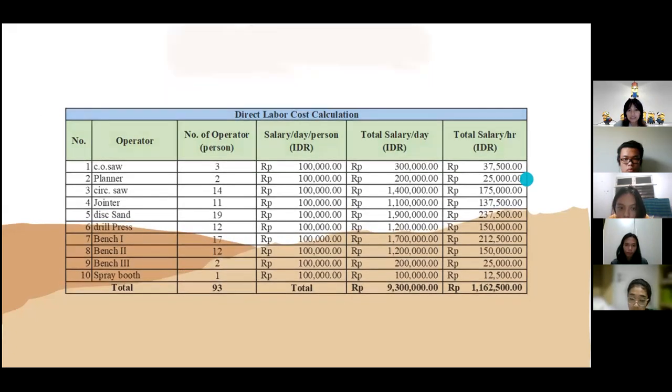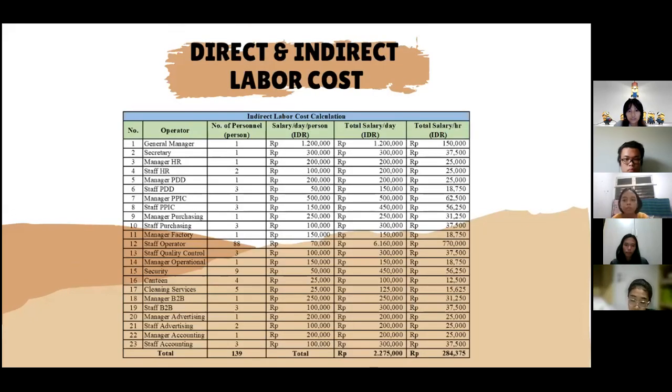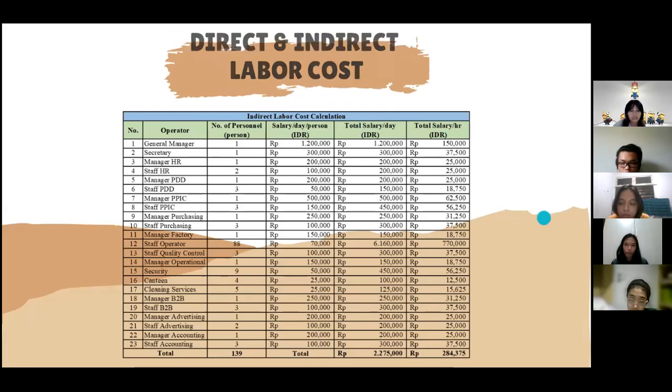And this is the calculation of indirect labor cost. For the operator and number of personnel, we get them from the Project 2 organization structure, except for number 12, which we get from MPPC, and the number of personnel is 88. Next will be explained by my friend.